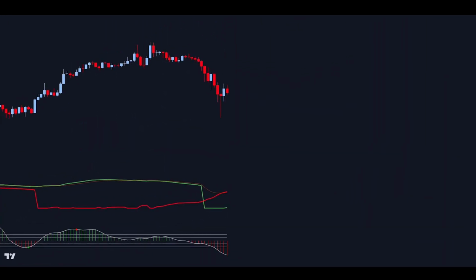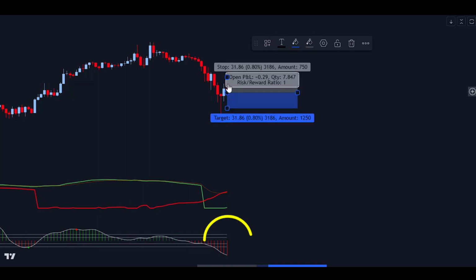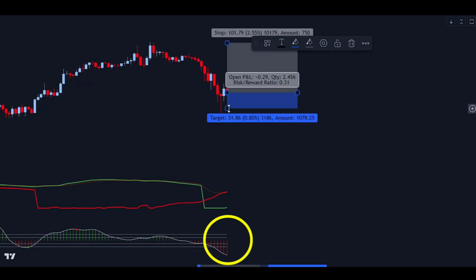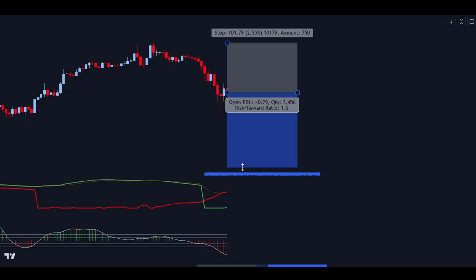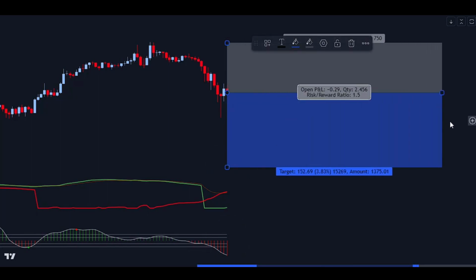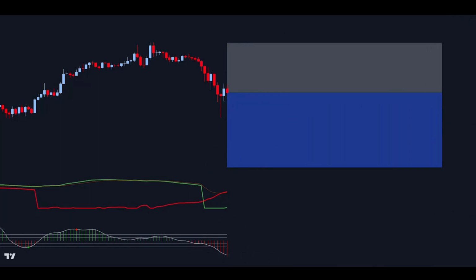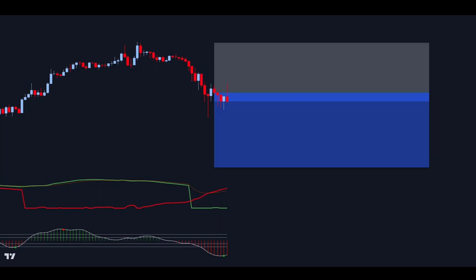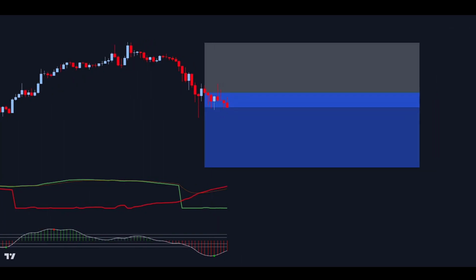And for a short position, flip the script. We're looking for bearish momentum, green line below the yellow and red lines in the Andean Oscillator. Once our Hull Butterfly Oscillator crosses below that lower level, it's like a neon sign saying strong bearish trend. Right this way. Set those stop loss and take profit levels and let the trading game begin.